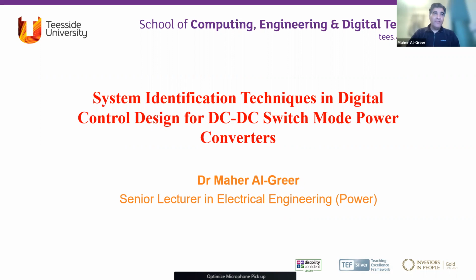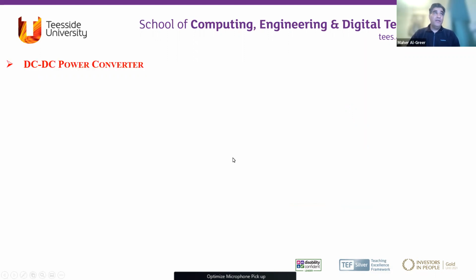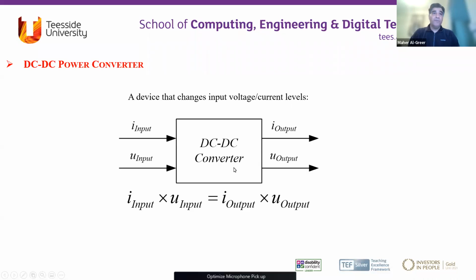So today I'm going to talk about system identification techniques in digital control design for DC-to-DC switch mode power converters. First of all, we'll start by giving a very brief introduction about the control methods used for DC-to-DC power converters. And before we start that, just let me define, if you like, the DC-to-DC converters. This DC converter is a circuit or device that is used to convert or transfer the input voltage from one DC form to another DC form.